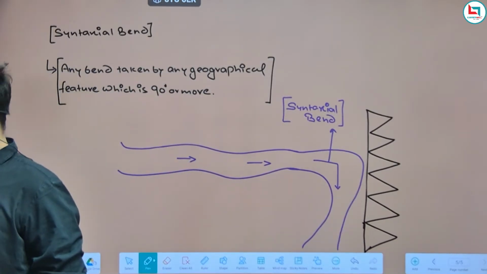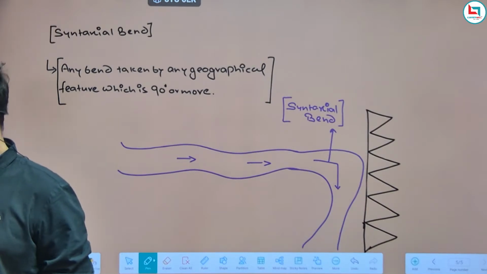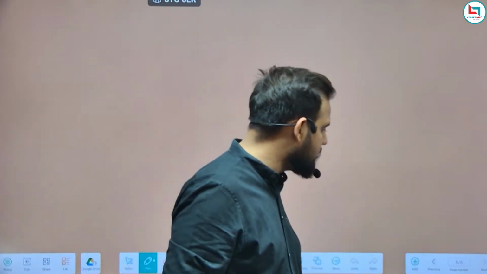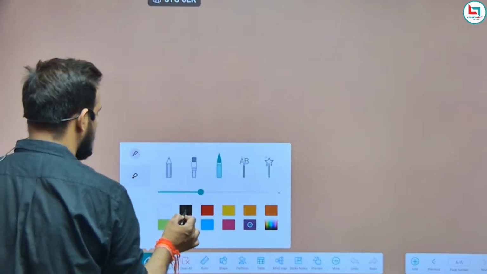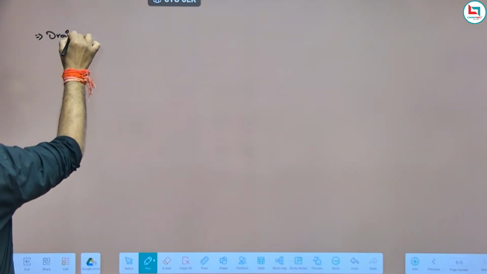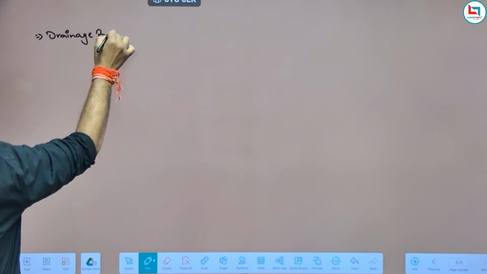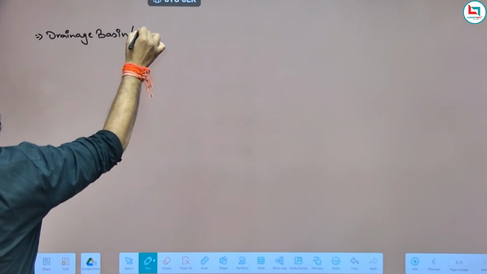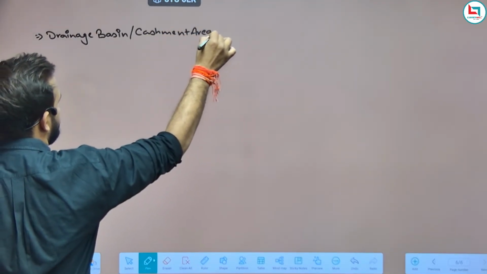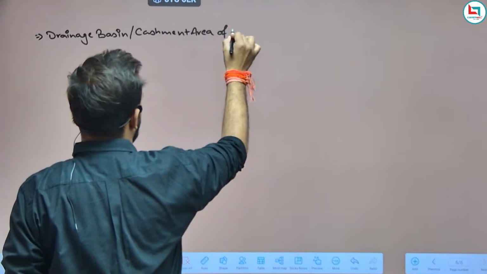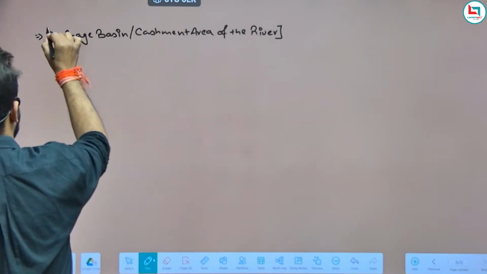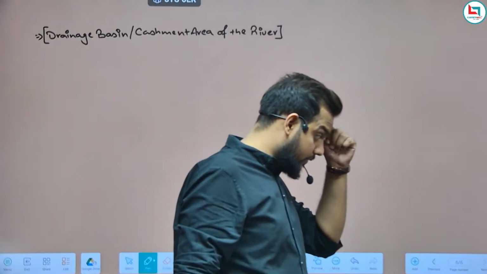Now guys, after this particular thing, the next one is the drainage basin and the catchment area of the river. Now let's talk about the drainage basin and the catchment area of the river. What are these particular things? Drainage basin and catchment area of the river. These are the things that we have to talk about.